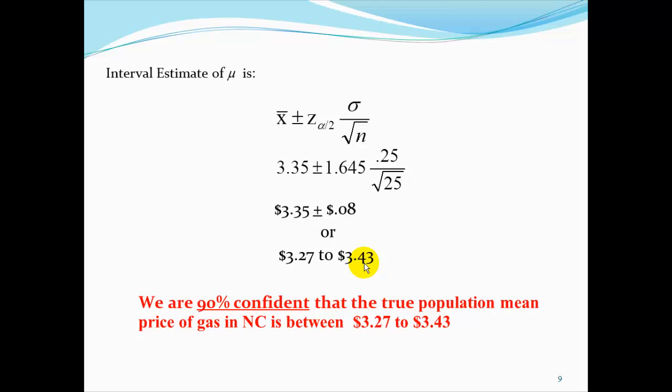We are 90% confident that the true population mean, that's saying if you were to sample all gas stations in North Carolina instead of the small sample of 25, you would not obtain an average price of exactly $3.35 as we obtained in our sample. However, we are 90% confident that if you were to sample all of them, the true population mean gas price would be between $3.27 and $3.43. So this is providing an estimate for the population parameter.